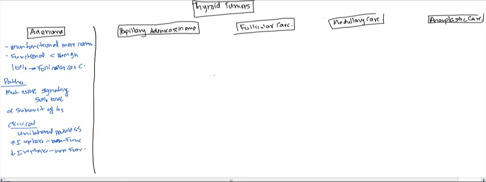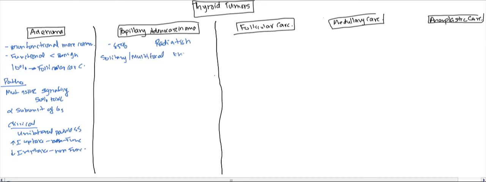Okay, now the next one we're going to move on to is the papillary adenocarcinoma. Now this, out of all the malignant thyroid cancers, is by far the most common, almost about 85%. Now, it's highly associated with radiation. So anytime you hear a case of radiation, you do want to think of this. Now, this can be a solitary mass, but it can also be multifocal. And these can be encapsulated to infiltrative, so you can get all different types of spectrums.